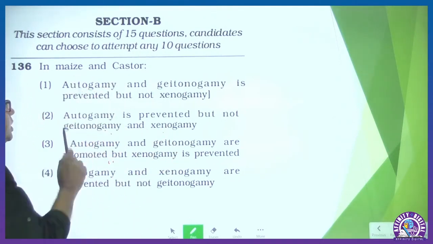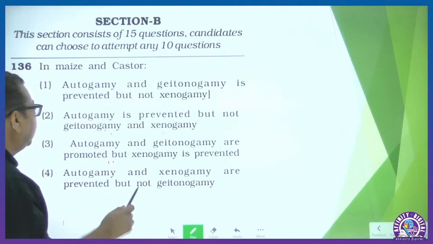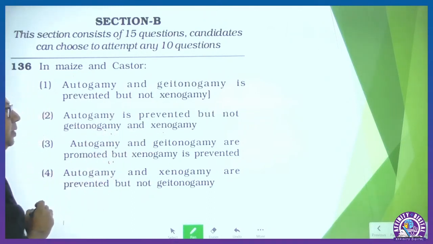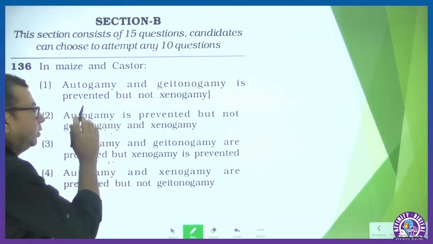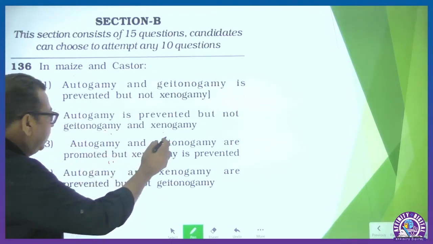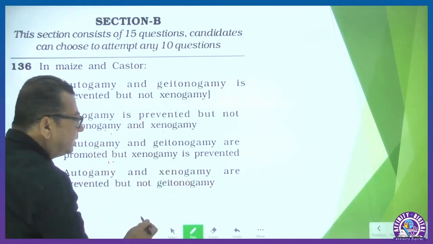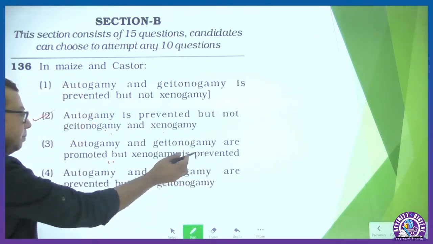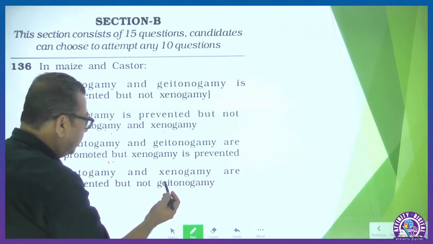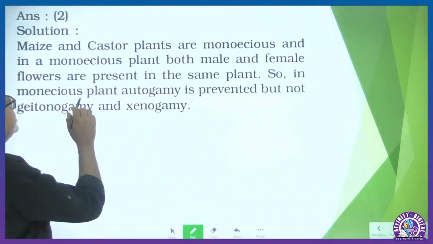So maize and castor are monoecious plants. What will happen? Autogamy and geitonogamy is prevented but not xenogamy. This will not be the answer. So what will the answer be? Autogamy is prevented, but geitonogamy and xenogamy are not prevented. That means xenogamy and geitonogamy are promoted but autogamy is prevented. The answer will be this. And what is given here? Autogamy and geitonogamy are promoted. Autogamy is not promoted, autogamy is prevented. But xenogamy is promoted. Here, xenogamy is given as prevented. Autogamy and xenogamy are prevented and not geitonogamy. So the answer for this particular question will be option number 2. Next question. This is the auto and monoecious plant.